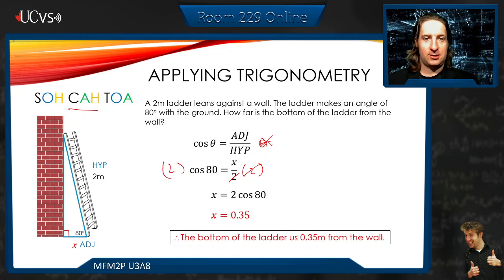And of course, because this is a word problem, our last step is always a word statement. So the bottom of the ladder is 0.35 meters or 35 centimeters from the wall. And we're done. Awesome.